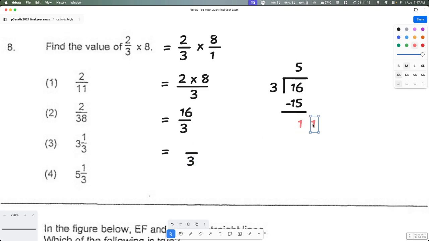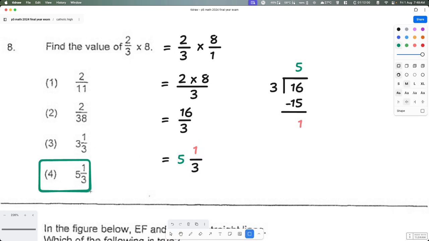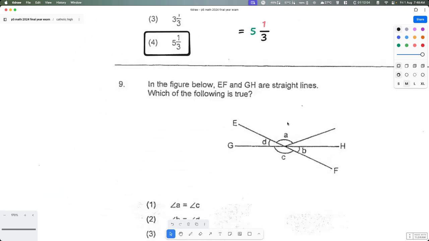So the 1 should be at here, and then the 5 should be as the whole number. So dark green in this case over here. Right, so pretty straightforward. 5, 1 out of 3, and the answer to this is number 4 in this case over here. Okay, let's move on to the next question.